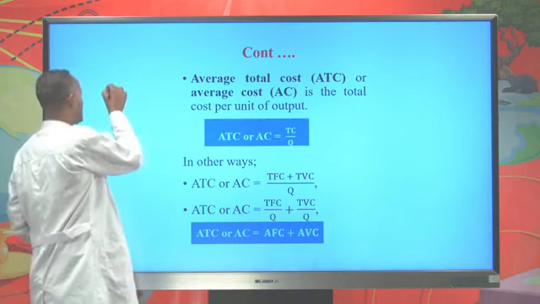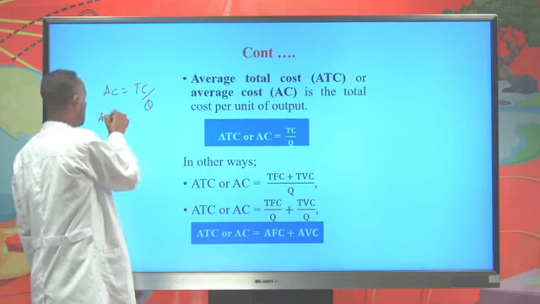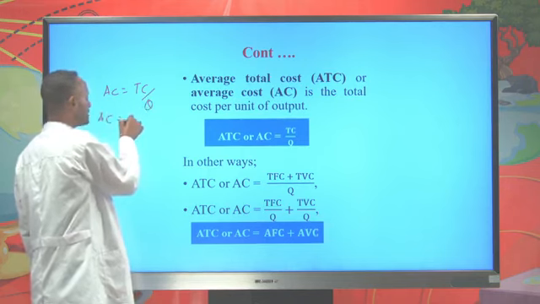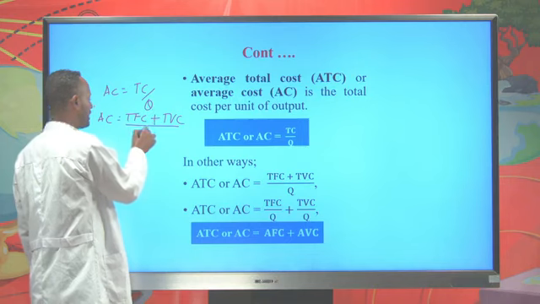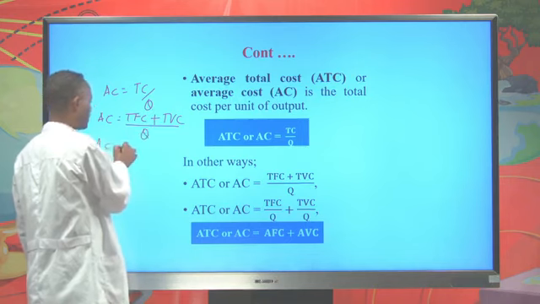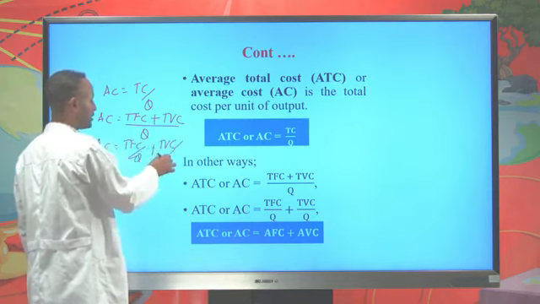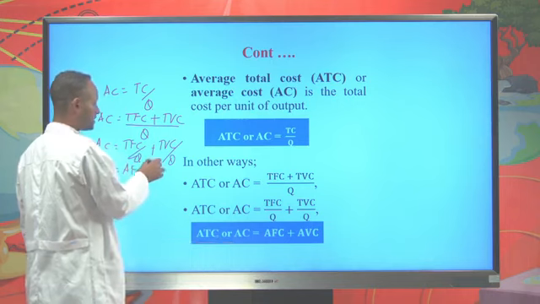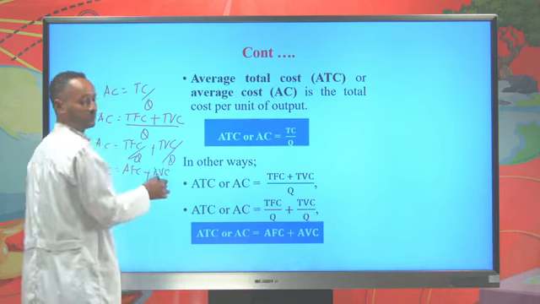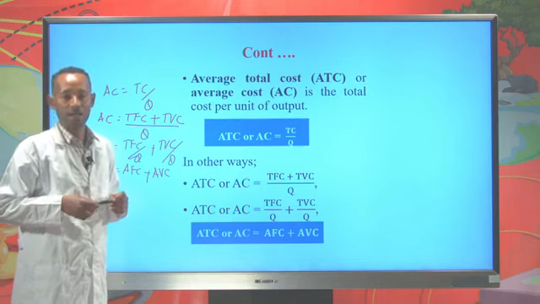But since the average cost of production is calculated by dividing TC for Q, and in the previous lessons we saw that the total cost of production is the sum of the total fixed cost of production and the total variable cost of production divided by Q, when we rewrite this, the average cost of production is TFC divided by Q plus the total variable cost of production divided by Q. And from these lessons, total fixed cost divided by Q is the average fixed cost of production and TVC divided by Q is the average variable cost of production. That means the average cost of production is the sum of AFC and AVC.